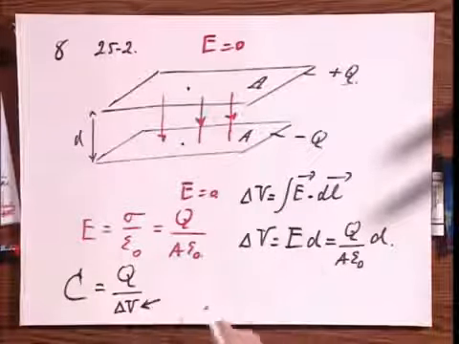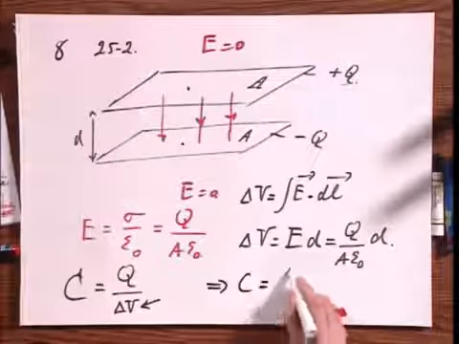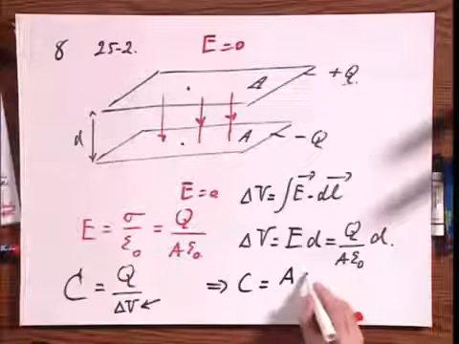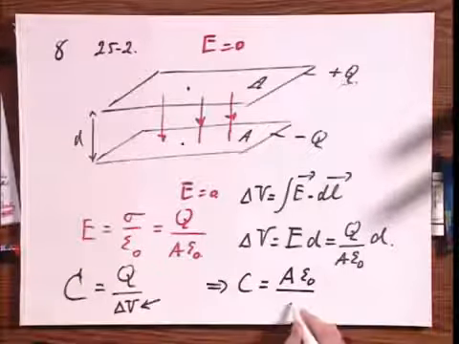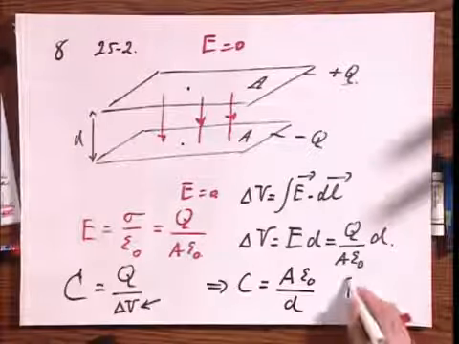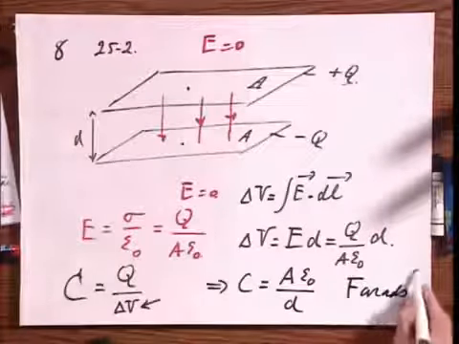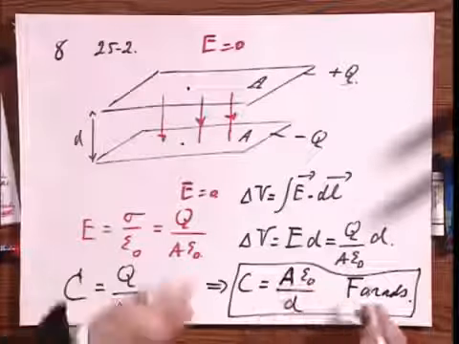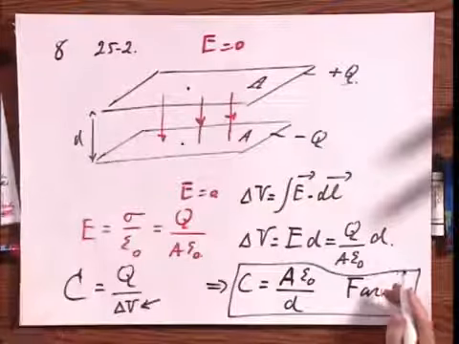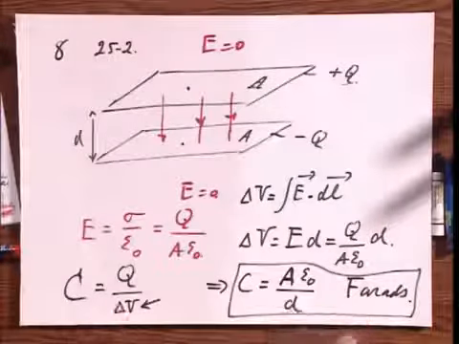And after what we have just done, you should be able to show very easily that for a plane capacitor, the capacitance is A times epsilon 0 divided by d. And the unit is farads, in SI units. It's linearly proportional to the area. The larger the area, the more charge it can contain. That is intuitive. It's not so intuitive that it's inversely proportional to d.